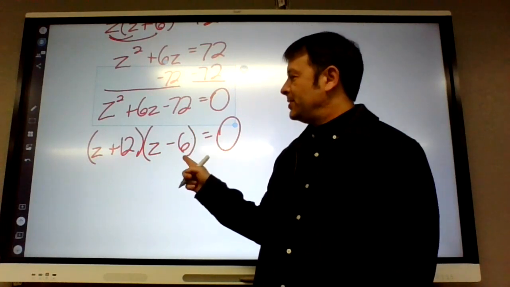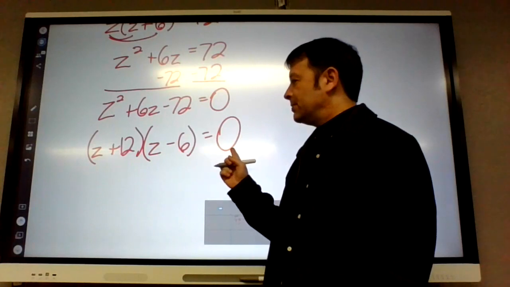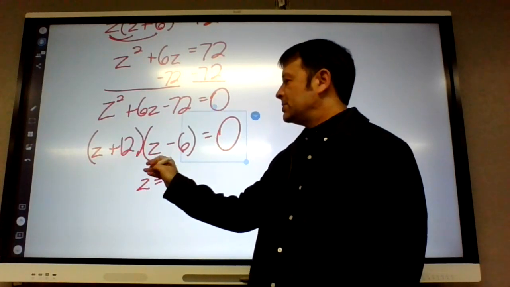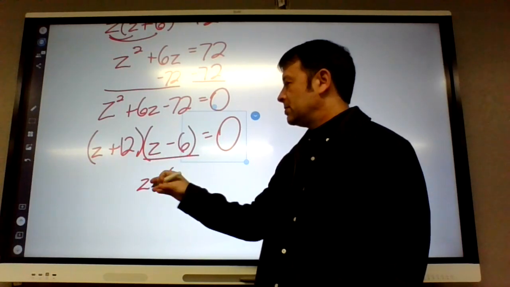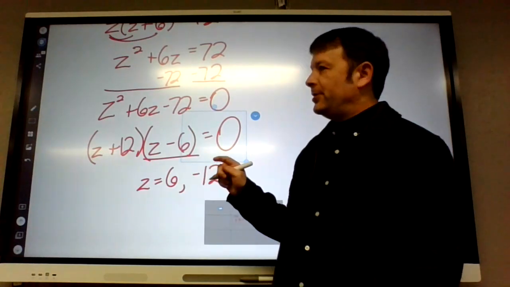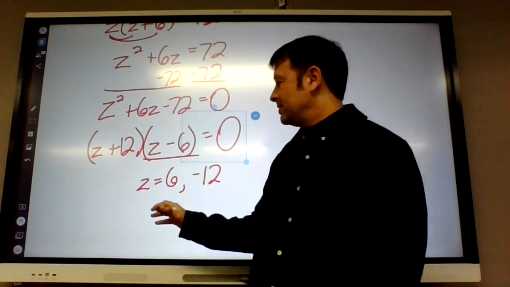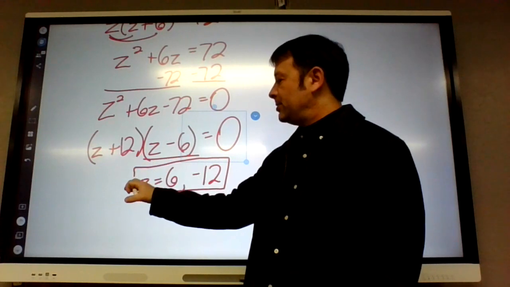So what z values would make this factor or this factor equal 0? 0. What z value would make this factor equal 0? 0. Oh wait, yeah. And negative. Now normally we throw out the negatives because we're talking about the lengths of sides of things. But because this is not really a geometry question, it's just a normal algebra question, we're going to keep them both.